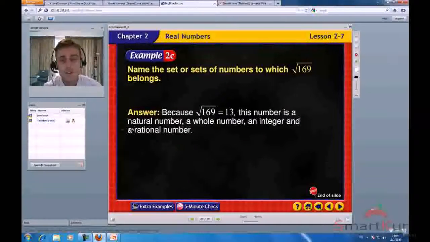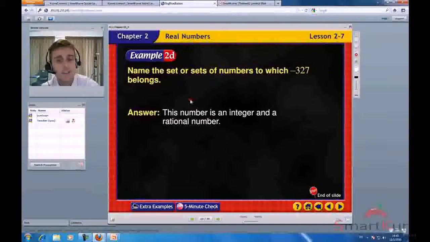Name the set or sets of numbers to which root 169 belongs. Well, root 169 is 13. This number is a natural number, a whole number, an integer, and a rational number. It is them all. Root 169 is 13.